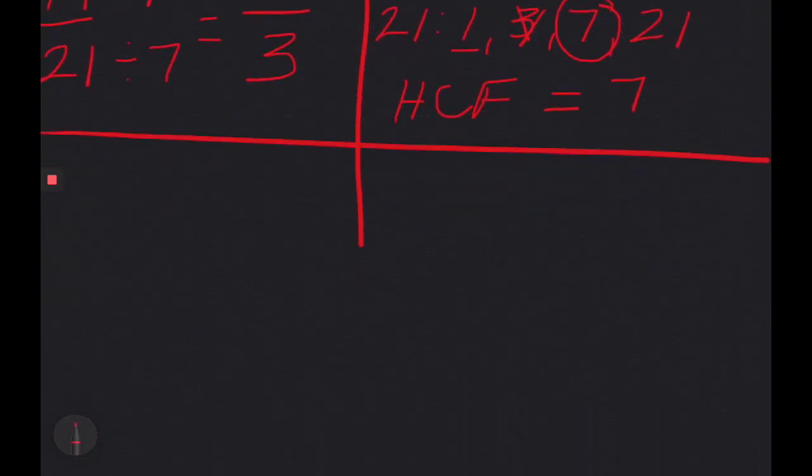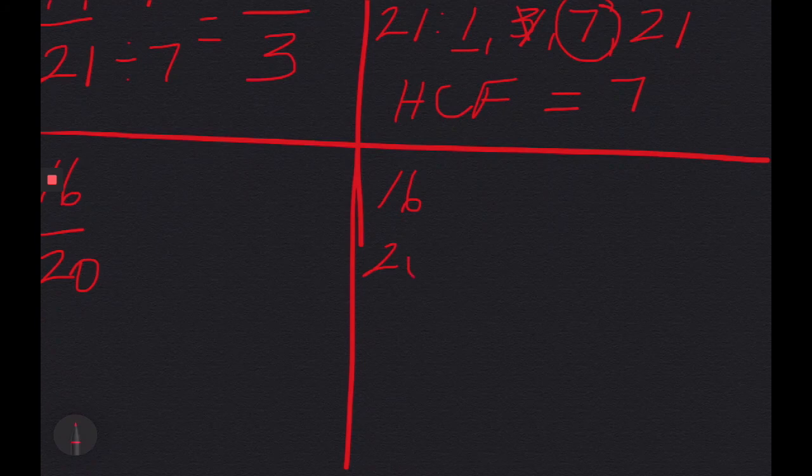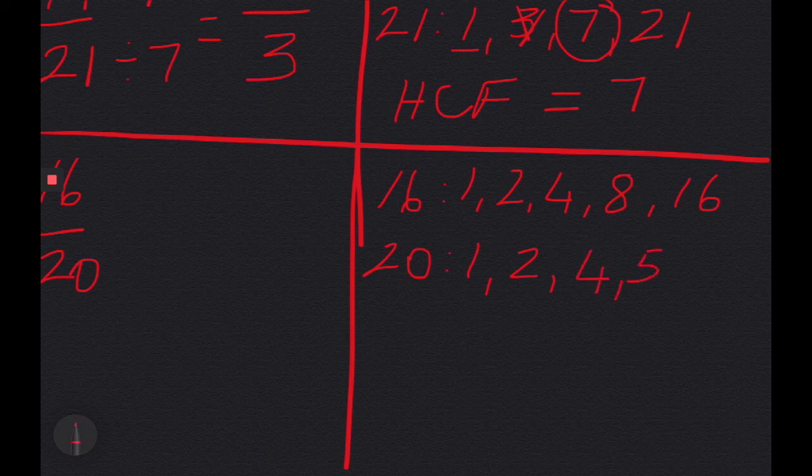So let's do a last example where we're not going to use the highest common factor, and we're going to see if this works if we just simplify. So 16 over 20. Let's go and write down the factors of 16 and 20. So the factors of 16 are 1, 2, 4, 8, and the last one is 16. Factors of 20 would be 1, 2, 4, can 5 go? Yes, 10, as well as 20.